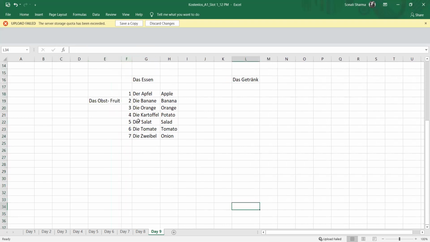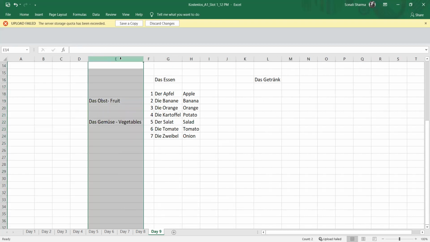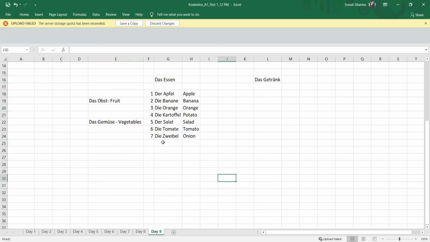Okay. And here you can see I've used die Kartoffel, Salat, Tomate und die Zwiebel. These are the vegetables. Vegetables in German is das Gemüse. Das Gemüse. So these are vegetables.